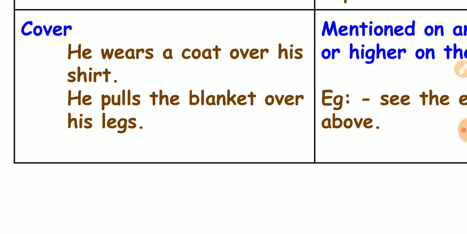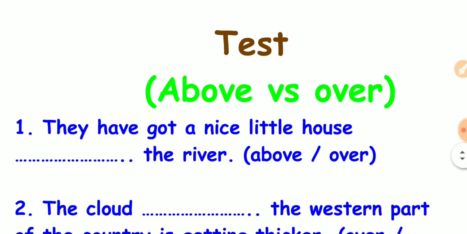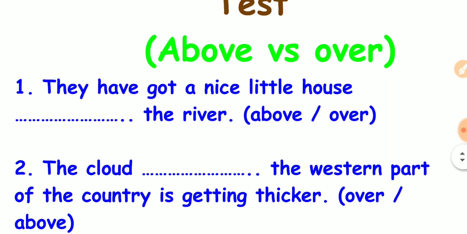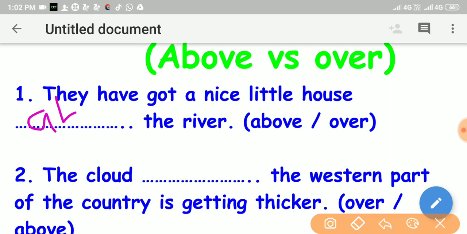So these are the important differences between above and over, my dear friends. So let us have a test here with the words above and over. So, first question, go and observe. They have got a nice little house dash the river. I think above the river is the most suitable word, my dear friends, not over the river. Above the river is the most suitable word. Here above is the answer.